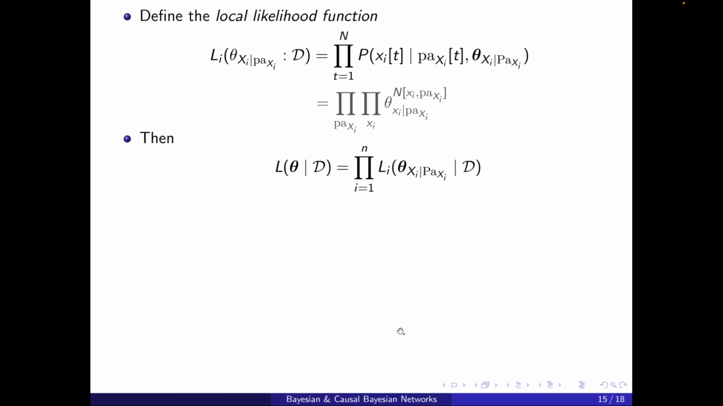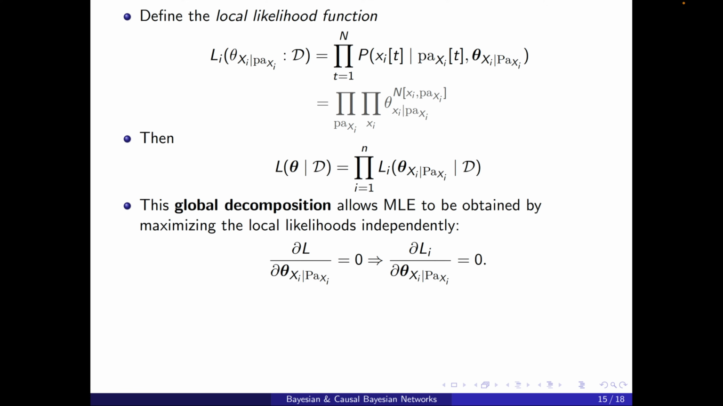Okay. So if I have this local likelihood function, then I have this global one, and here I have this local, so I can just write down that the total likelihood can be written as the multiplication of the local ones for each variable. This is a great property, because now the global decomposition that we saw here allows us to calculate the MLE for this total likelihood by doing it for each of these local likelihoods.